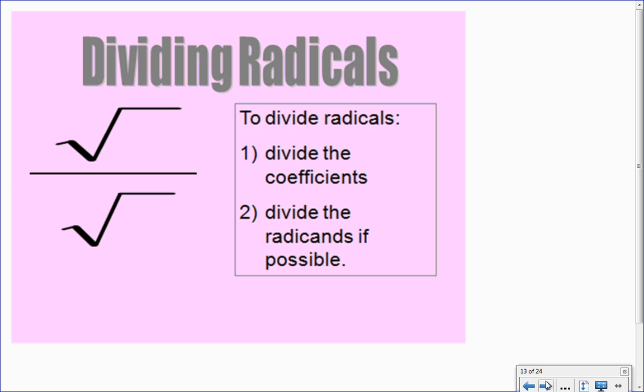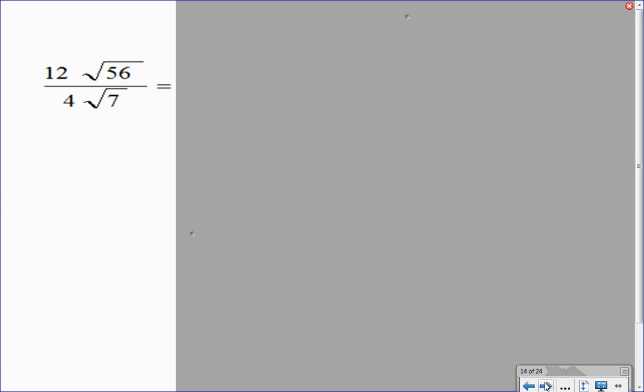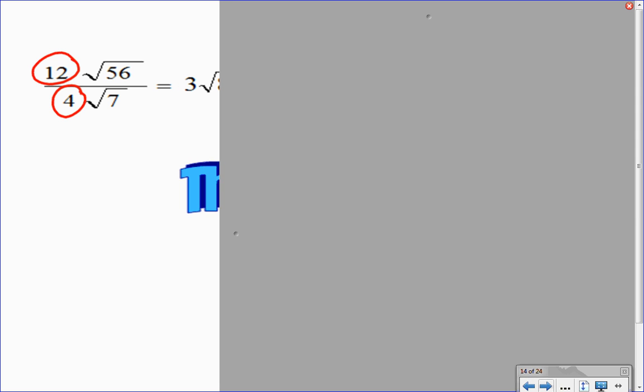Okay, dividing radicals. So to divide radicals, similar to multiplication, we're first going to divide the coefficients. So that's any number in front of your radical. Divide those first, so leave them outside the radical. And then you're going to divide what's within the radical, so what's under the radicands. Okay, so in this example, our coefficients in front of the radicals are 12 and 4. So we'll just divide those first. So 12 divided by 4 is 3.